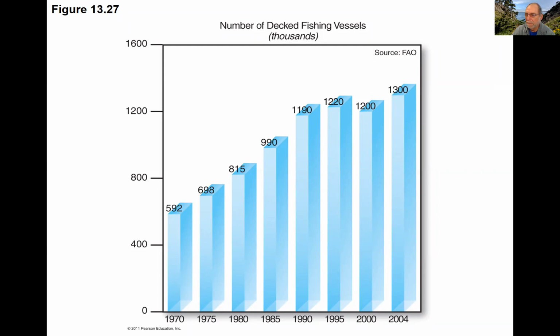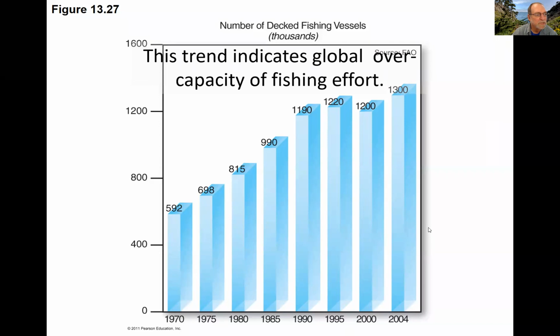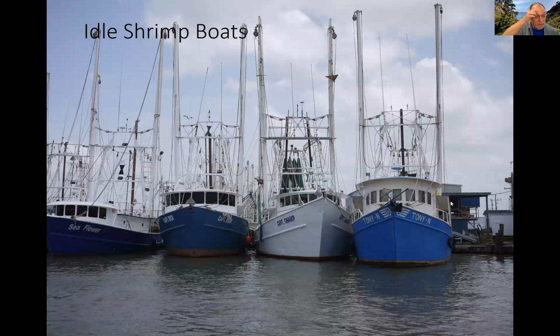And you can see this in the Gulf of Mexico. So the trend indicates overcapacity of fishing effort. Well, if you go around the Gulf of Mexico, this is a picture taken in Louisiana, all these boats here are shrimp boats. And so they're tied up. They're not able to go offshore. The season has been reduced. And these ships, each one of which probably costs $100,000 or more, probably more with the avionics and the fishing gear and everything that's on board, they're just sitting idle.